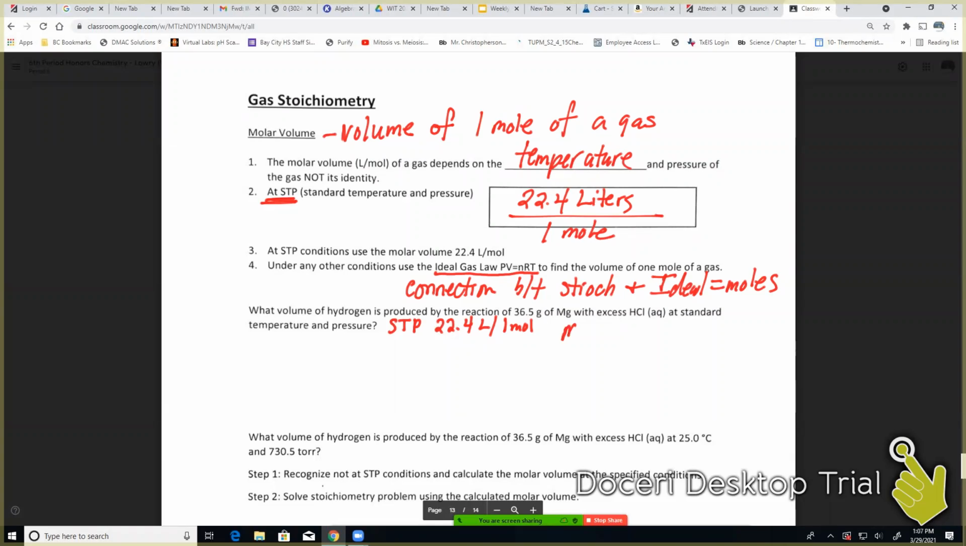So it said magnesium, which is a solid. You should be able to figure that off the periodic table. Hydrochloric acid, and it tells you right there that it is aq. And this is a single replacement reaction. The magnesium is going to replace the hydrogen. So I end up with hydrogen gas plus magnesium chloride.